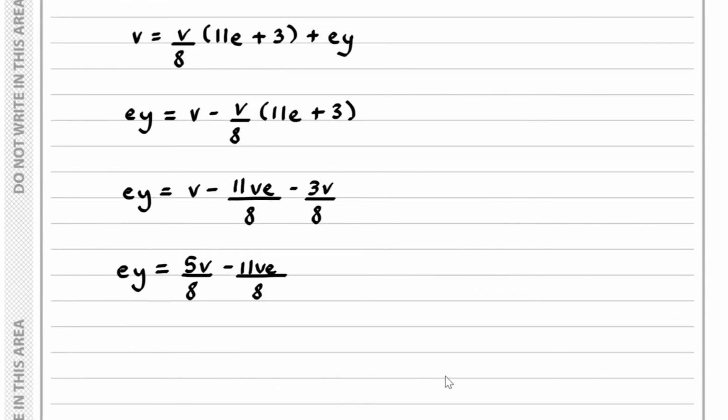And so if I factorise out a v over 8 and divide through by e, we can therefore conclude y is equal to v over 8e lots of 5 minus 11e. Let's call this equation 6.